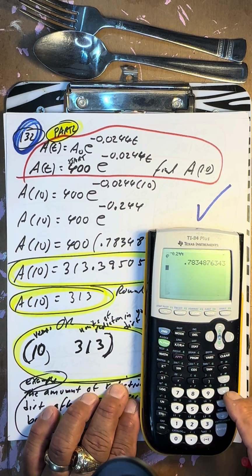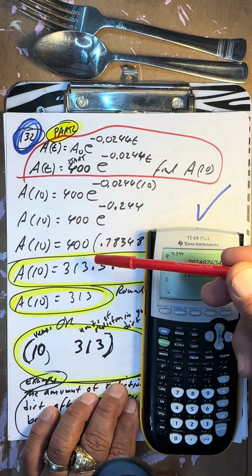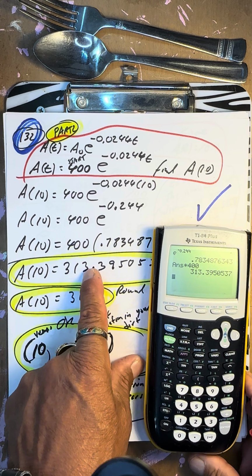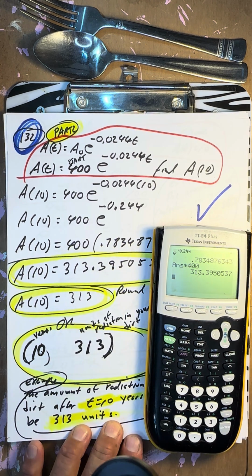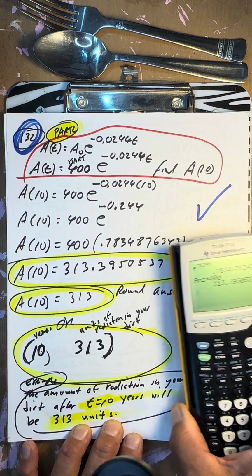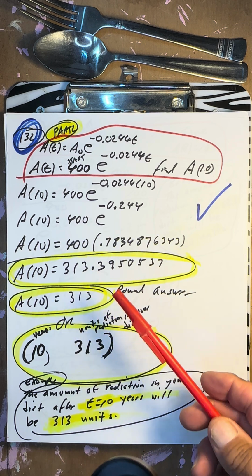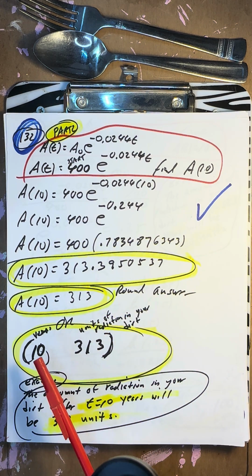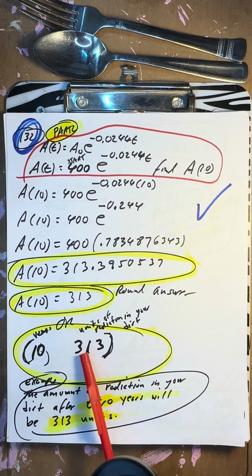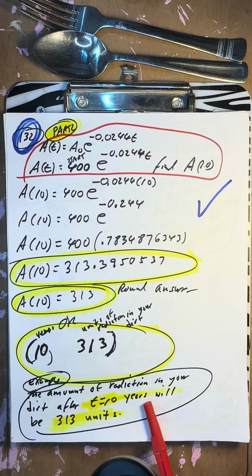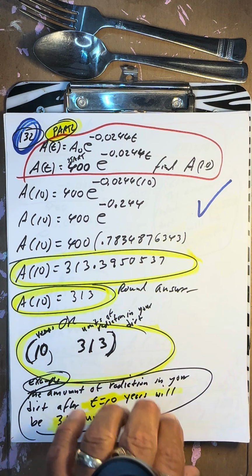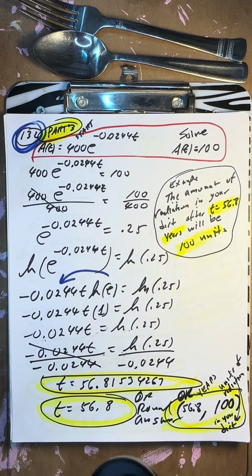0.738 times 400 gives you 313.39, which is this number right here. Round it off, of course, to this number here. So 10 years later, there are only 313 units of radiation. The amount of radiation in your dirt after 10 years is 313. Not bad, huh? It's going away. Makes your plants grow fast.